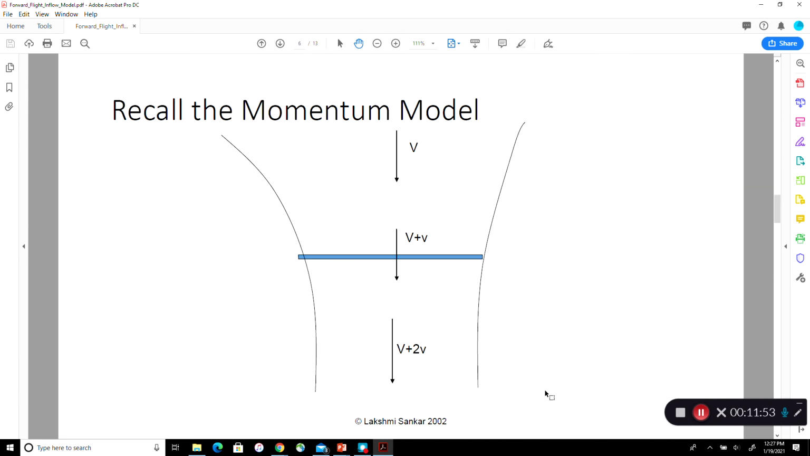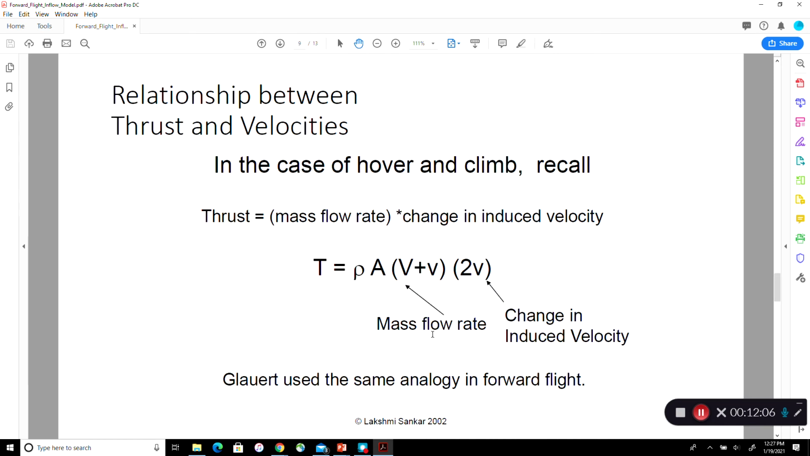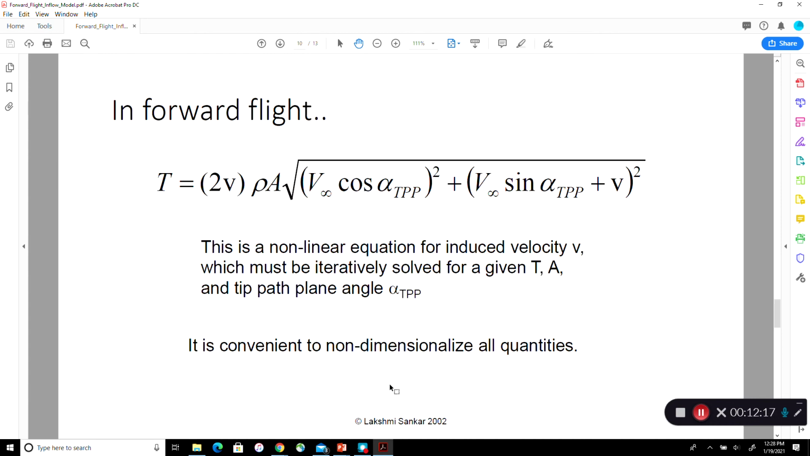How about the thrust? Thrust is mass flow rate times the change in the vertical component of velocity. Here is V plus 2v, here is V. So the change in the velocity is 2v. So mass flow rate times 2v is the thrust. So we apply this as Glauert did in forward flight. So now the mass flow rate is rho A times this velocity, times 2v is the thrust.